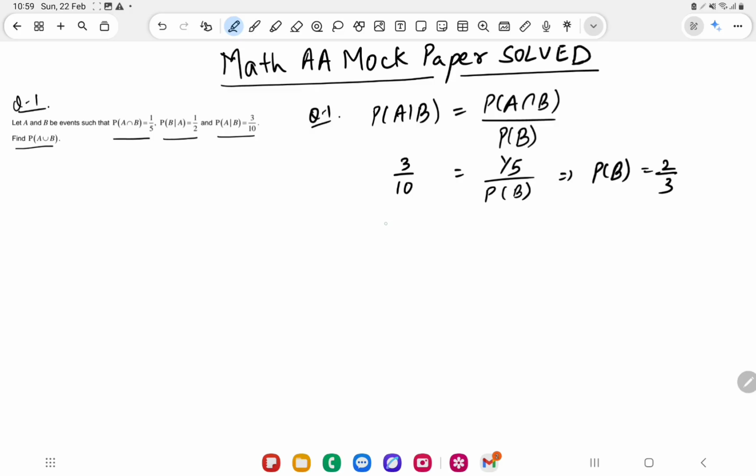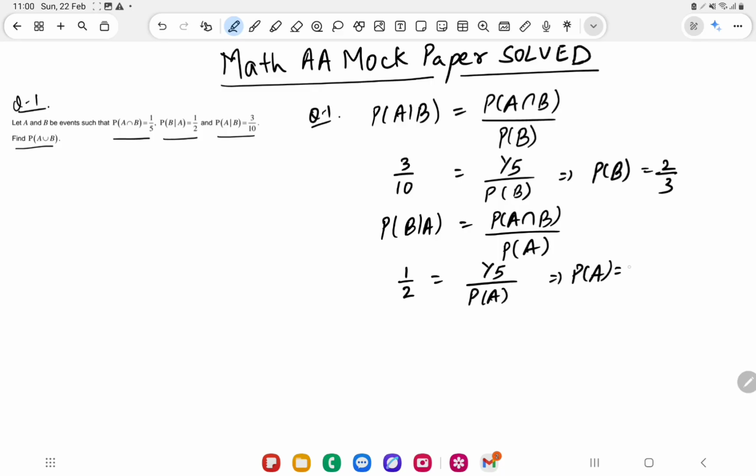Similarly, we can find the probability of B given that A has already occurred. It's the same, just the denominator will have the probability of event A. So from here, it is given to us as half and P(A intersection B) is again 1 by 5. So we can find the probability of event A, which is nothing but 2 by 5.